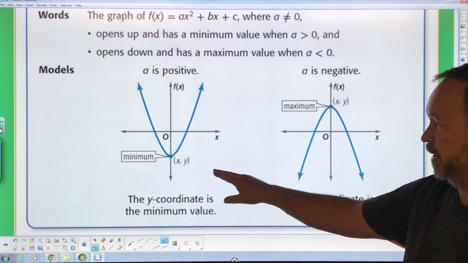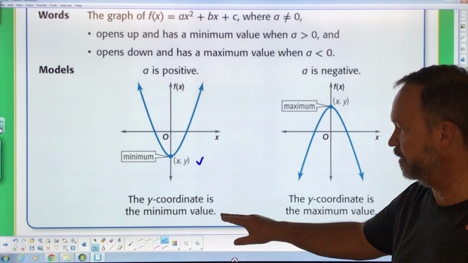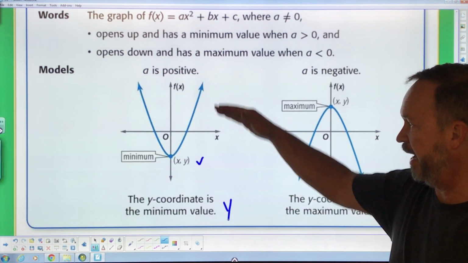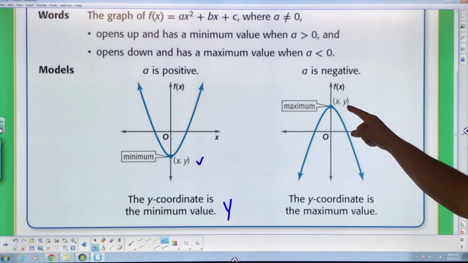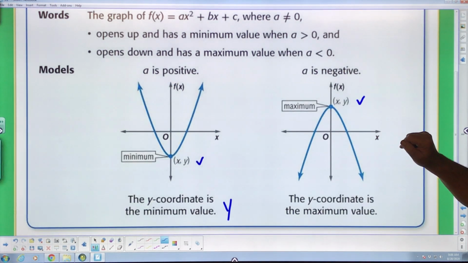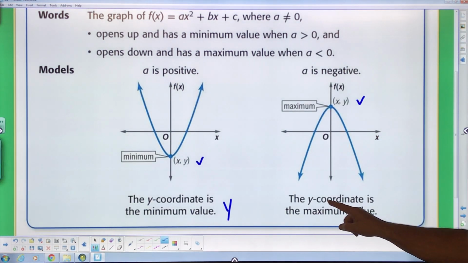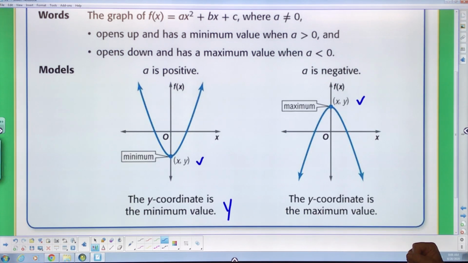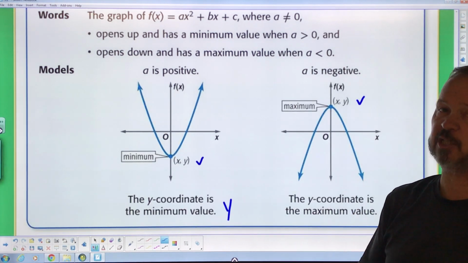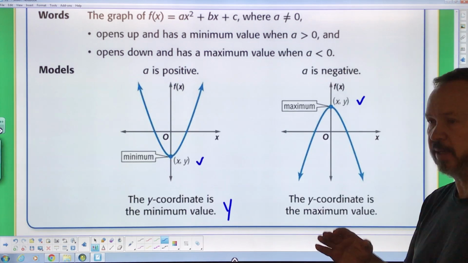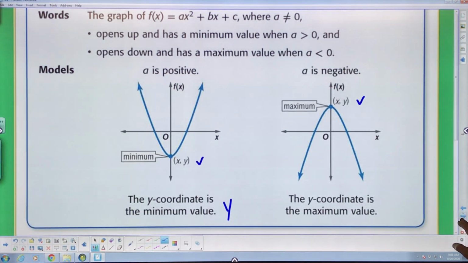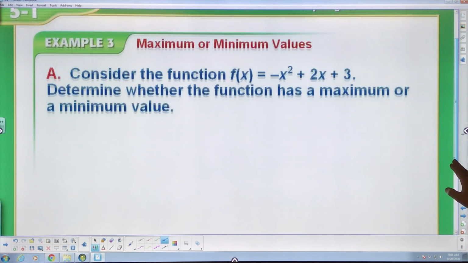A point has an x and a y. A value is just the y. How low can it go on the y? A maximum point has an x and a y. A maximum value is just the y coordinate of the point. So you've got to watch what you're being asked. Sometimes they'll ask for the maximum value, sometimes they'll ask for the maximum point or minimum, whichever. So just be aware of that difference.